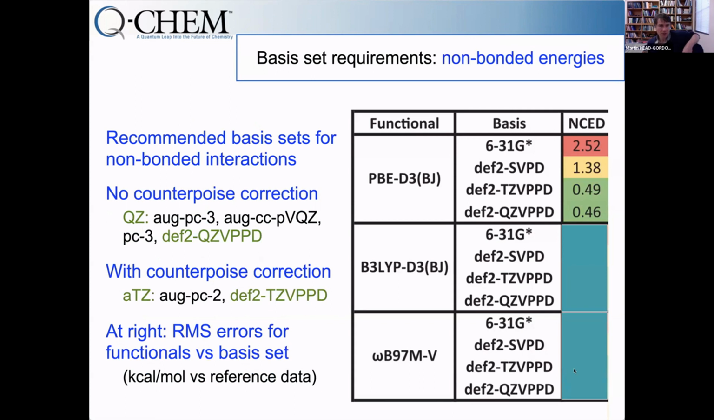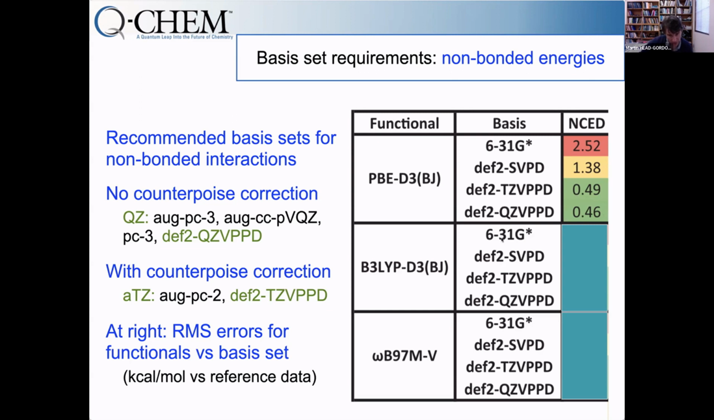Okay, now let's turn to the basis set requirements for non-bonded energies, non-covalent interactions. Let's start off again with PBE-D3, the GGA level theory. And in order to get to the RMS error of 0.46 that it delivers at QZV PPD, you do need at least triple zeta here. Or if you use counterpoise correction, you can get away with slightly smaller basis sets.